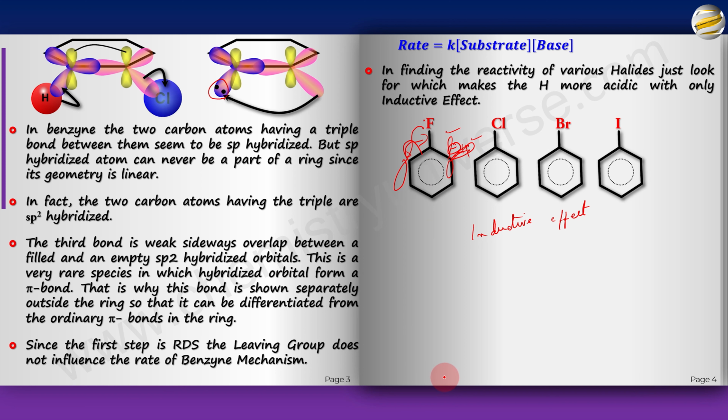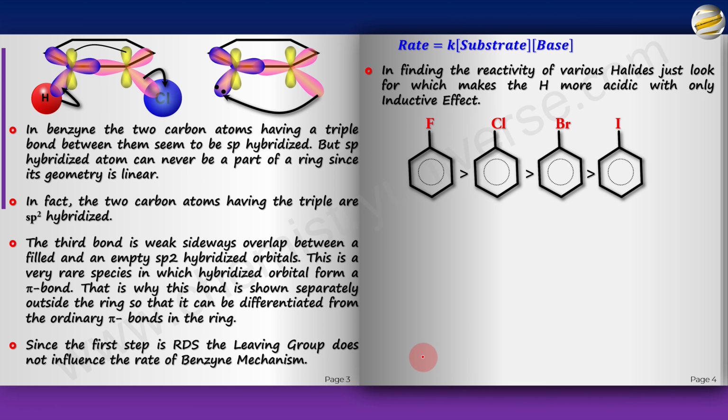So whenever in benzyne mechanism you try to decide, you must understand that the acidic H that you're looking at is in the sp2 orbital, and only one effect should be operative here, that is inductive, because inductive occurs through sigma bonds. So inductive will affect the acidic strength of H, not the mesomeric effect. Therefore, the order should be this, because fluorine being more electronegative will make the ortho H more acidic than chloro, than bromo, and than iodo.